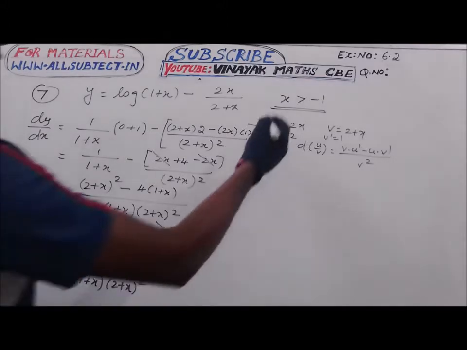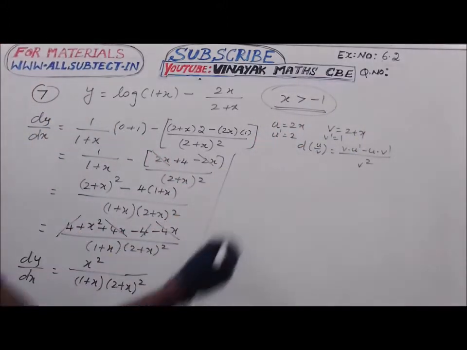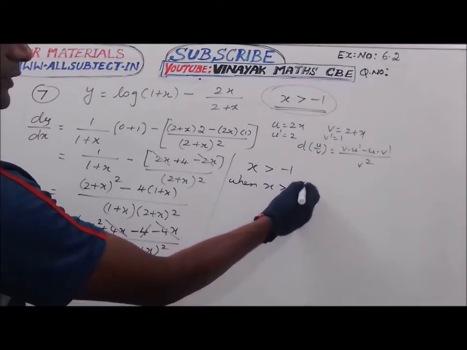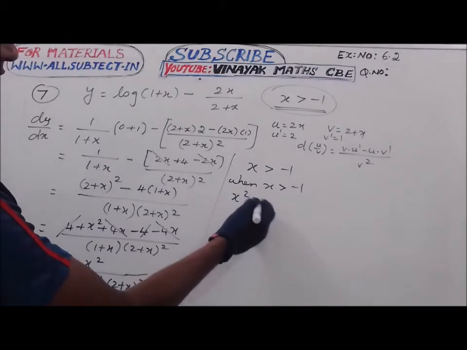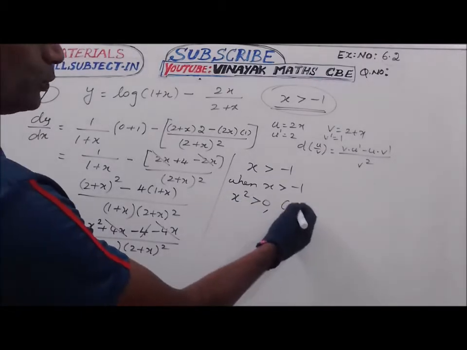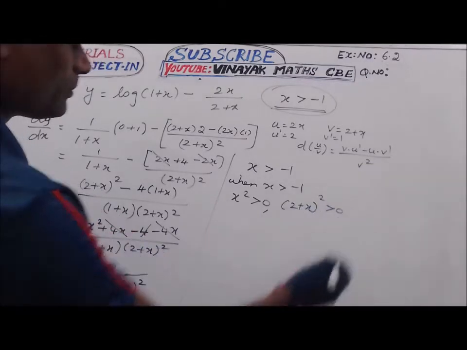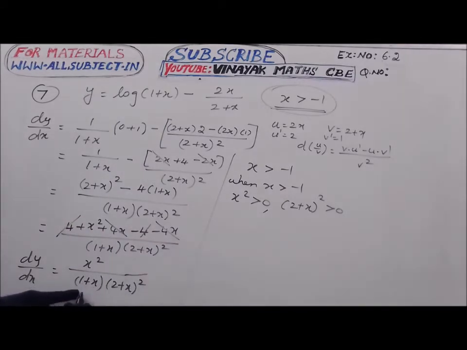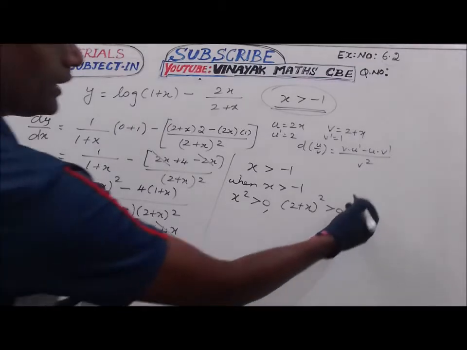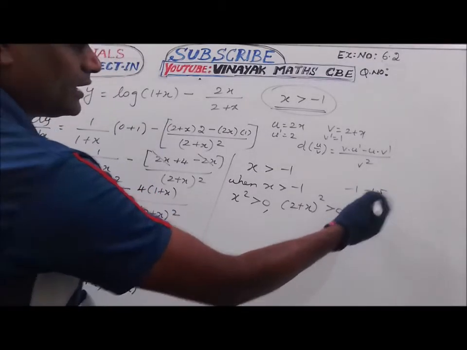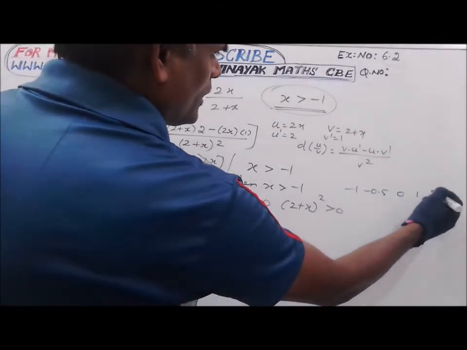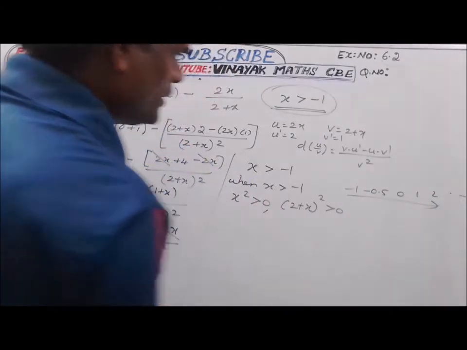Now, the given domain is x greater than minus 1. When x is greater than minus 1, x square is greater than 0, that is positive, and 2 plus x whole square is also positive. Both are positive terms. Now, substituting values greater than minus 1, not equal to minus 1, that means we can substitute values like minus 0.5 or 0, then 1, 2, etc. These are the values we are going to substitute.